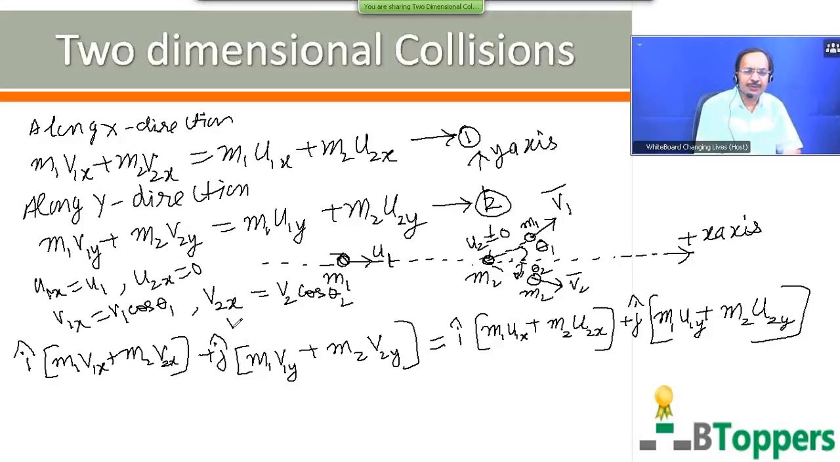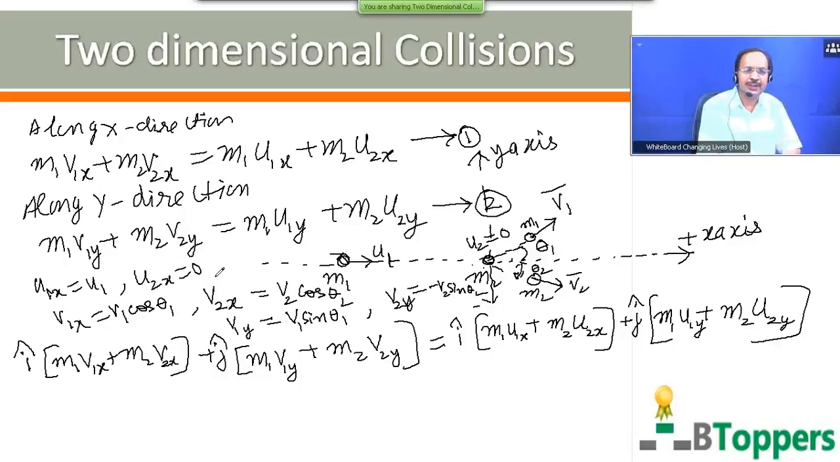And v1y, that means y component of velocity of m1 just after collision. Don't try to copy all this, just listen here. You can write y component of velocity of m1 after collision as v1 sin theta 1. And v2y, we can observe that y component of velocity of m2 will be directed downwards, I mean in the plane of figure, along negative y-axis. So if you give positive sign for y component of velocity of m1, then you have to give negative sign for y component of velocity of m2. So v2y you can write as minus v2 sin theta 2.